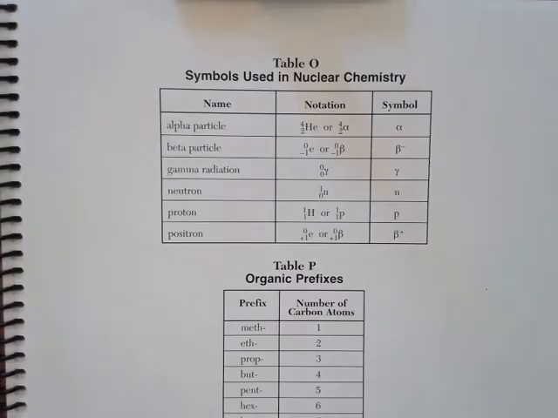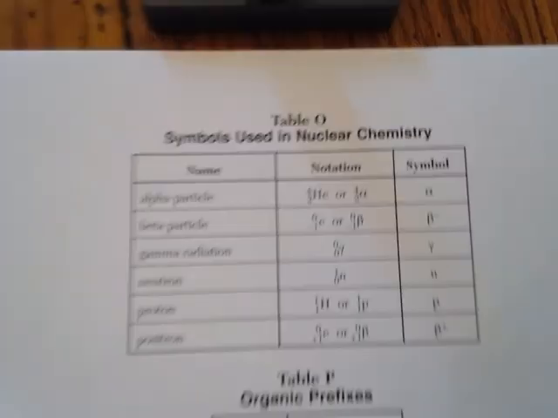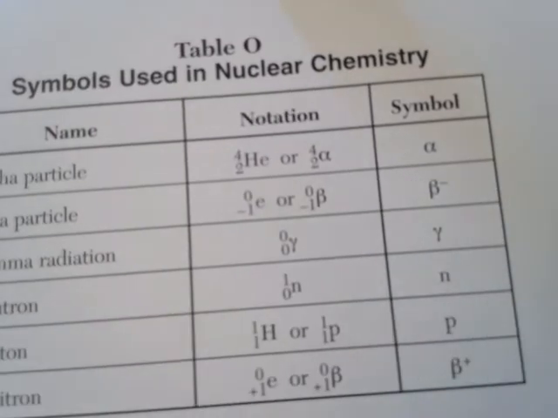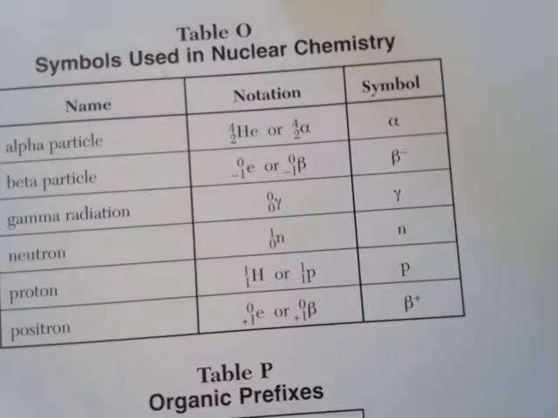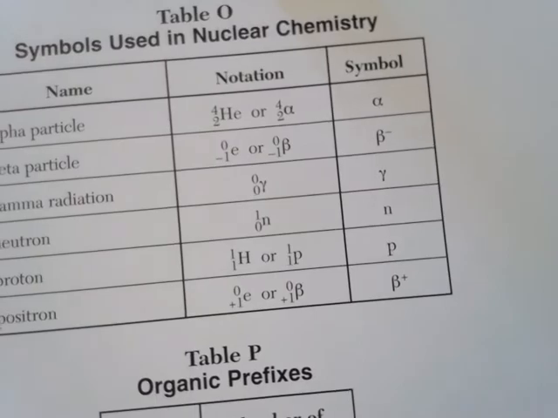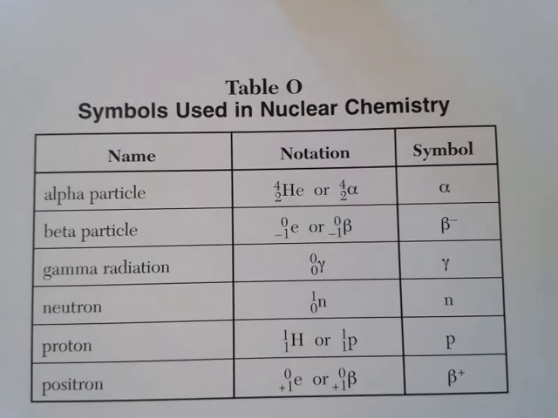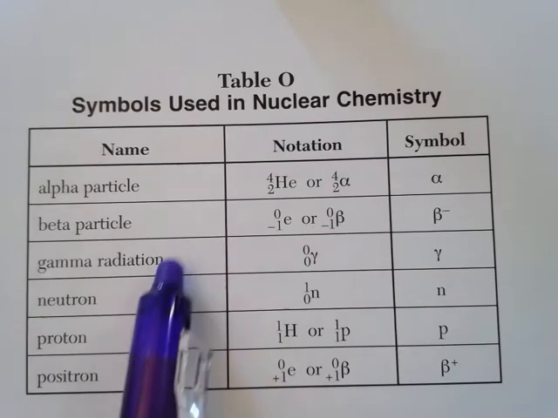I'm going to zoom in here. Oh, a little too much. So you can see on table O of the reference table, we have 6 different types of what we call radiation. But the ones I want to focus on today are these 3. Alpha particles, beta particles, and positrons.